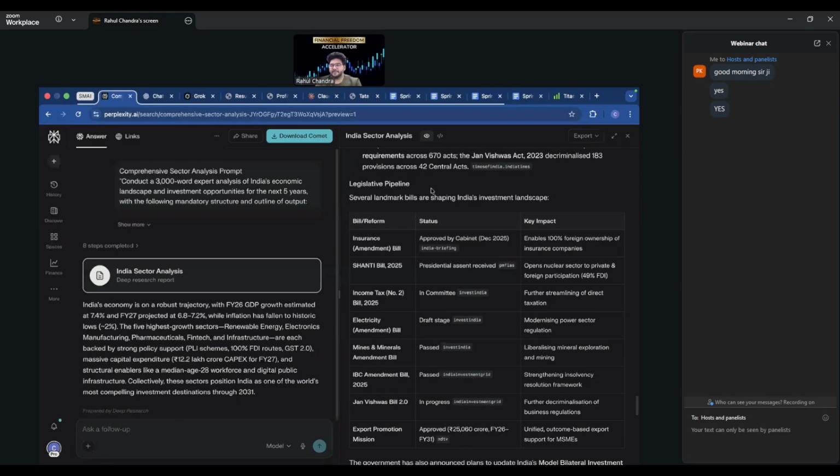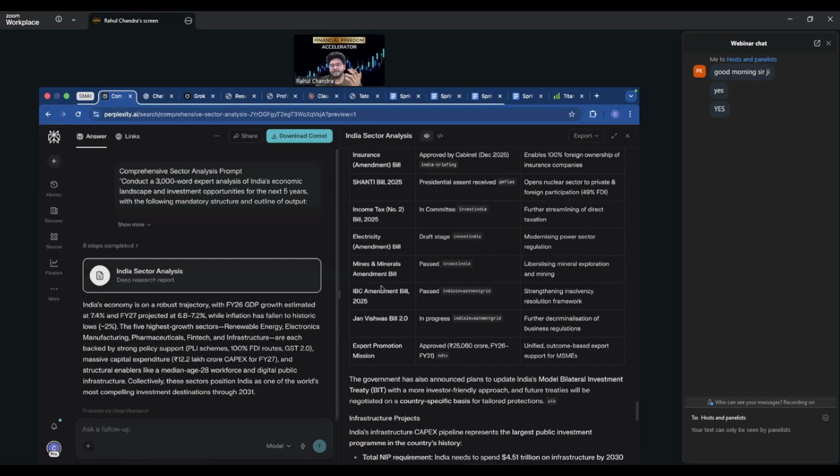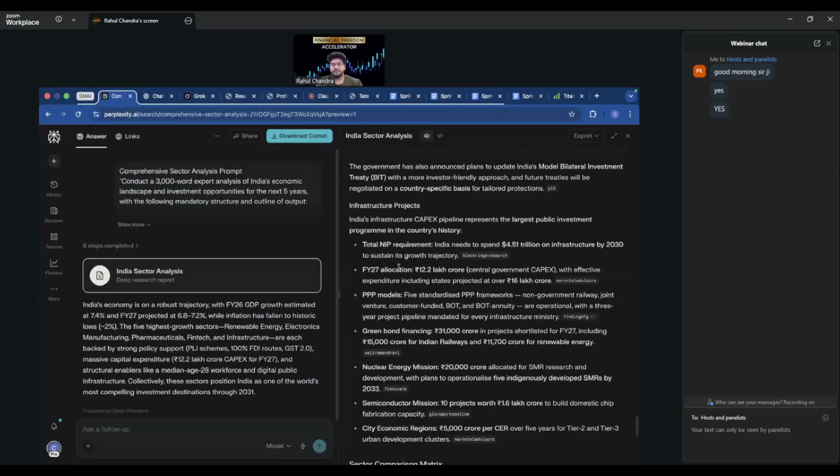Then the legislative pipeline: what is happening in terms of legal bills? Insurance amendment bill, Shanti bill, income tax bill, electricity amendment, mines and minerals amendment bills. What are the major bills or legislations which are being discussed or which have been put into effect? What is the current status? And what is the key impact on these five industries in particular?